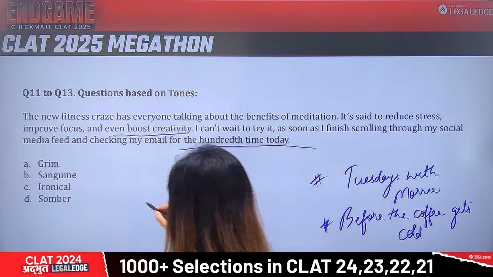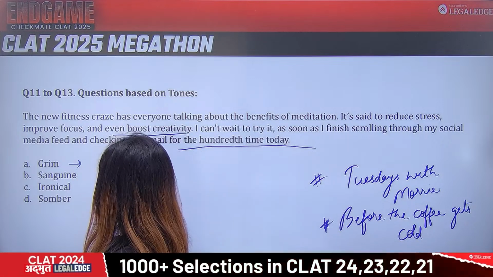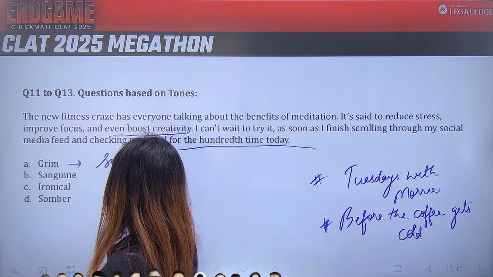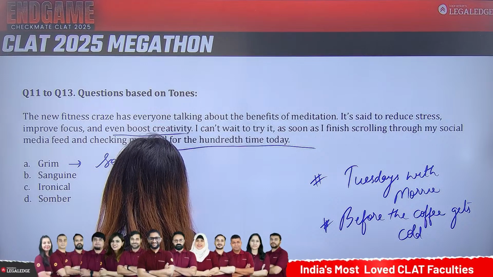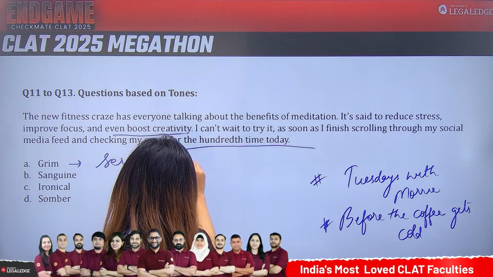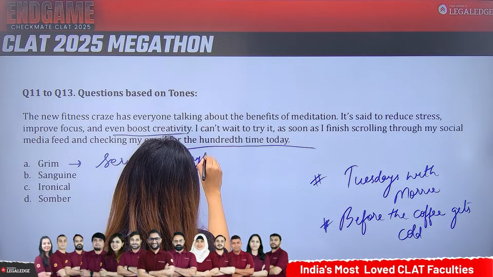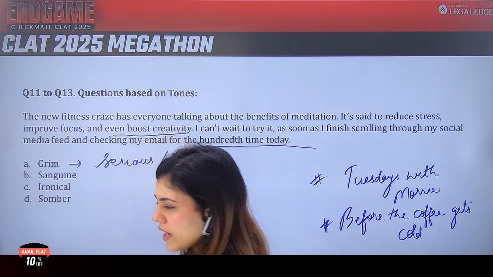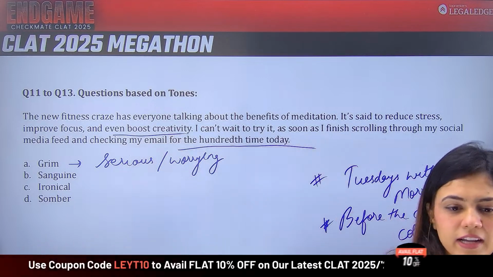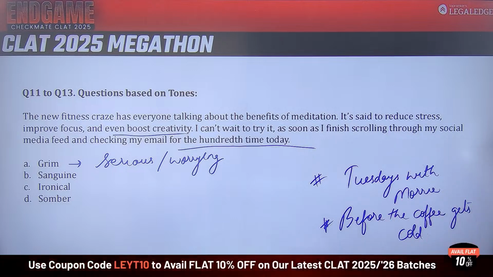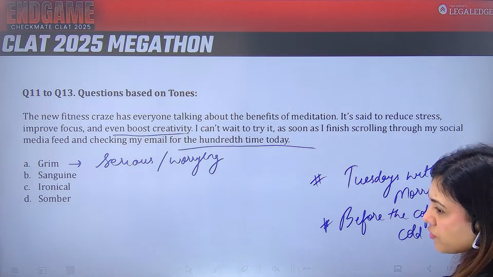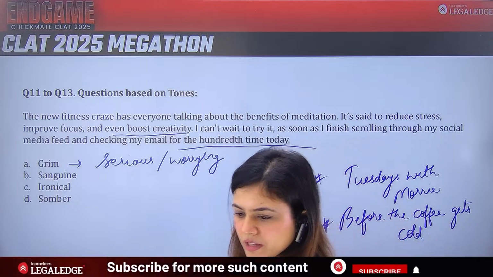पहली बात तो व्हाट इज द मीनिंग ऑफ ग्रिम? ग्रिम का मतलब होता है सुपर सीरियस, इवन वरीइंगली सीरियस. तो क्या यहाँ पे आपको ऐसा लग रहा है that the writer is super serious that now he is going to start meditating from the next moment itself?